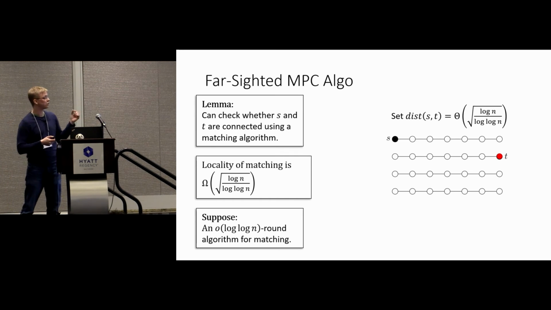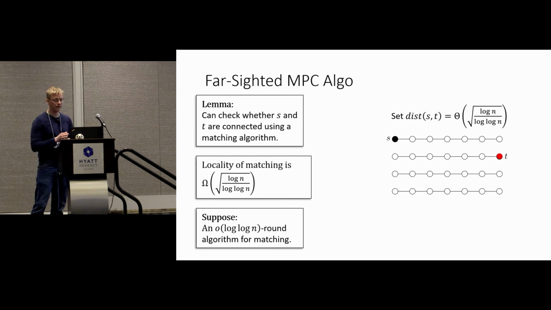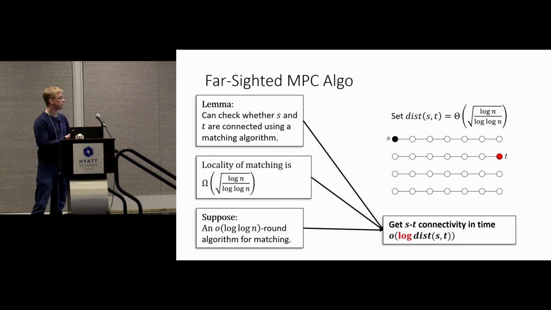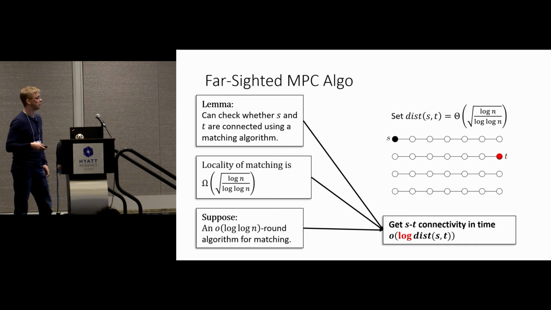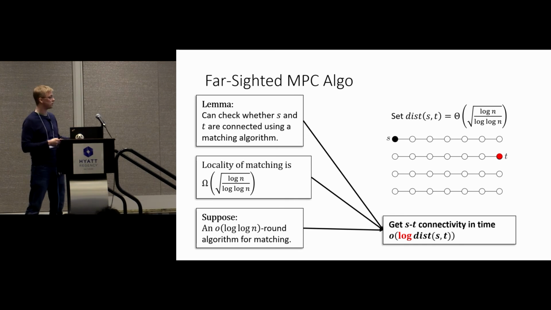And here I can now set the lengths of the paths to be roughly this locality of the matching. And now I can use this checker in this graph to figure out if S and T are connected in time that is sublogarithmic in this distance. I can check with this matching algorithm, in time sublogarithmic in the distance, whether these nodes are connected. And this is a contradiction to the hardness assumption.